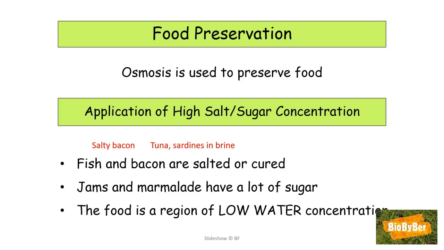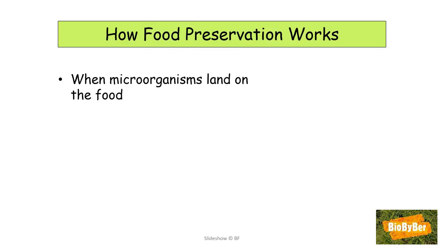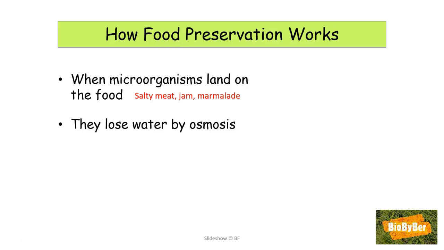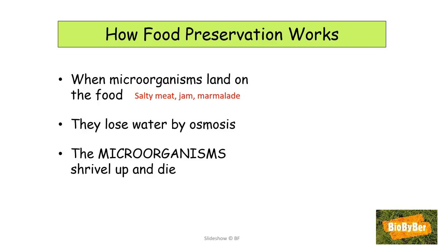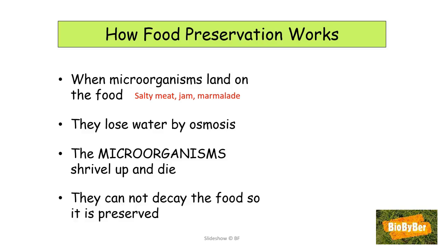The food is actually a region of low water concentration. Remember what we learned on how plant cells wilt. This is the same idea or concept. When the microorganisms land on the food, the salty meat, the sugary jam or marmalade, they lose water by osmosis. The microorganisms will shrivel up and die. They can't decay the food, so it's preserved or saved from decay.